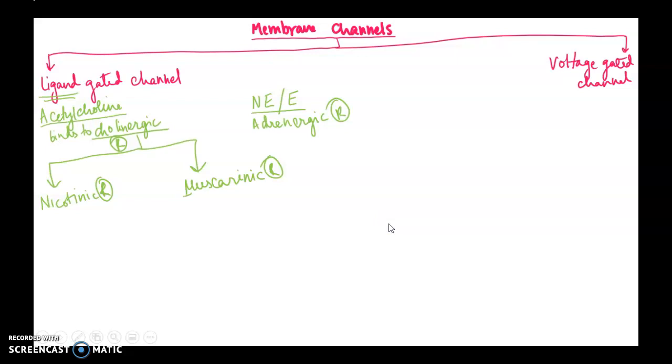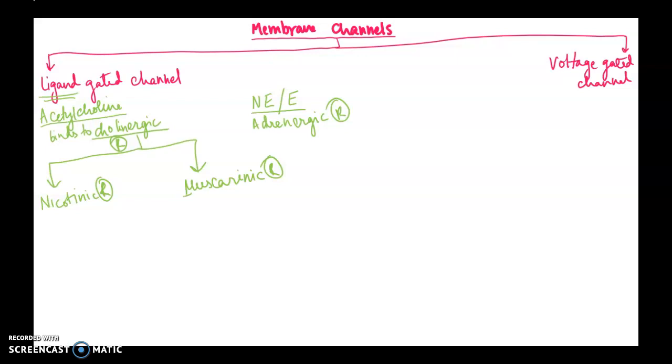Right, class. So, we talked about two types of ligands, right? We have many types of ligands, but we are focusing on either acetylcholine or norepinephrine and epinephrine. Acetylcholine binds to specific receptors, and those are called cholinergic. Norepinephrine and epinephrine bind to adrenergic receptors. There are two types of cholinergic receptors, nicotinic and muscarinic.